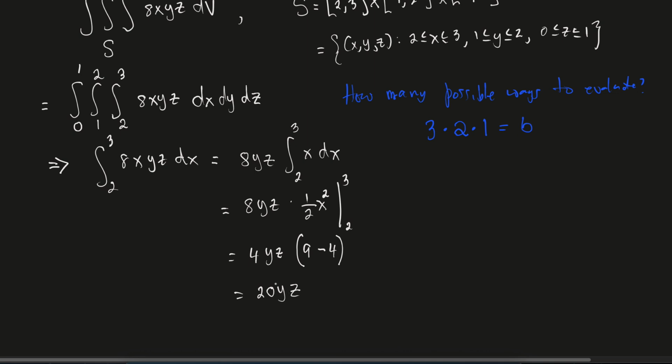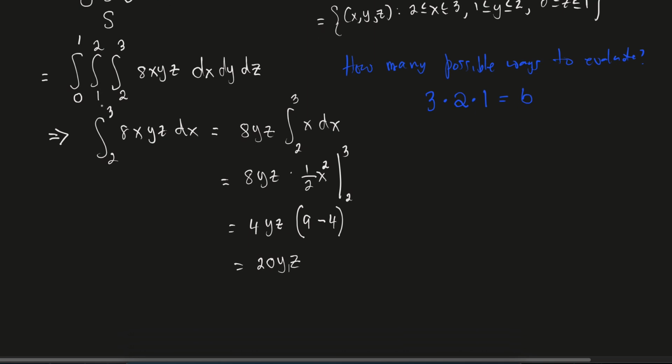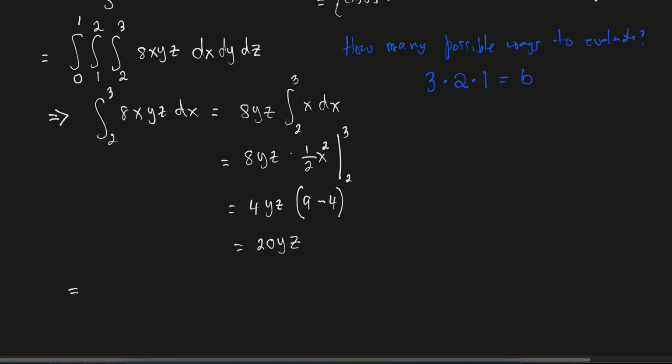So 1 down, 2 to go. So now we're going to take this function 20yz, and then we're going to integrate that with respect to y. Now the limits are 1 to 2. So there's the next step. So 1 to 2, and then we'll have 20yz dy. So in this case, since we're integrating with respect to y, the z is treated as a constant.